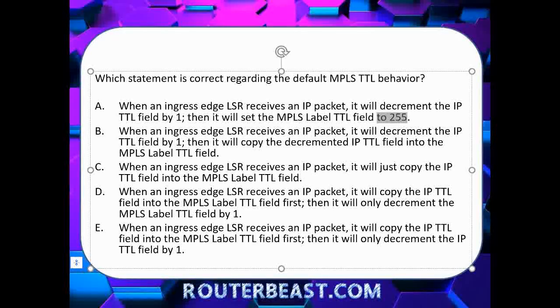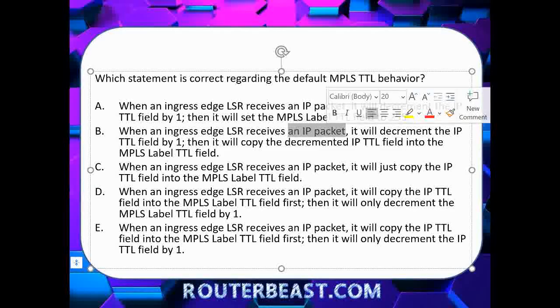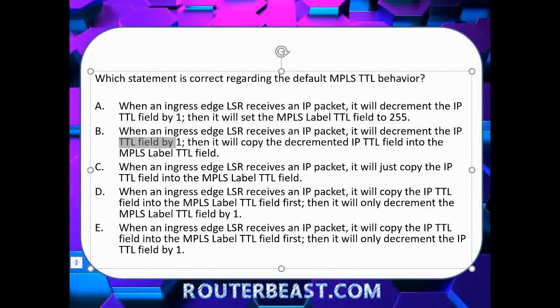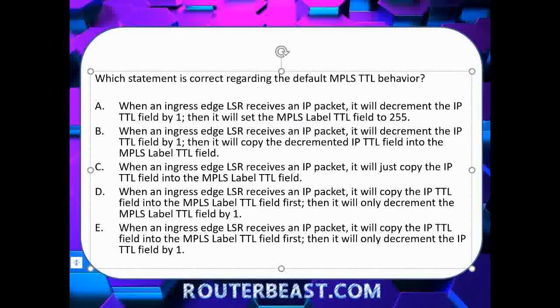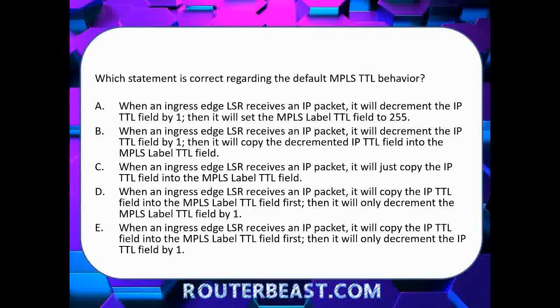So the answer here: we receive the IP packet, decrement the TTL field by one, regardless of what the TTL was already, and then it will copy whatever that is into the MPLS label TTL field to make sure that those two are synchronized. B makes the most sense, and B is the correct answer in this instance. All right, let's move on to the next question here.